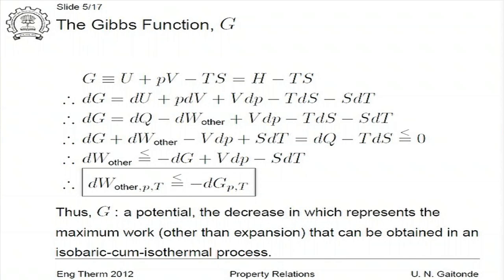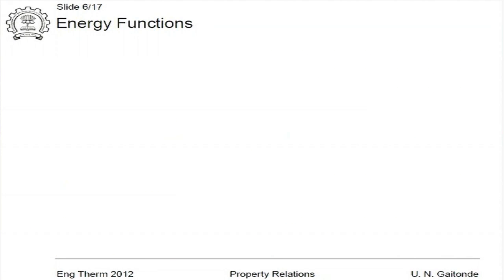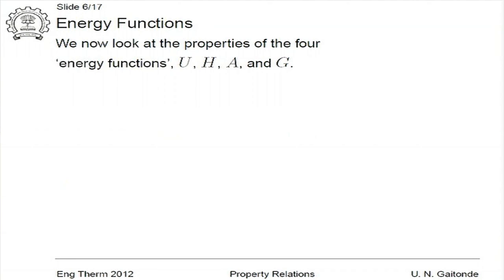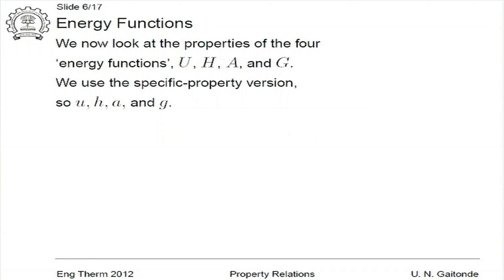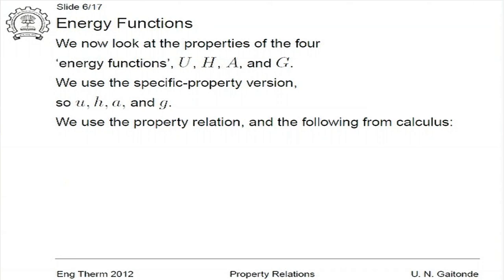Now, this was the introduction to the four functions U, H, A and G. Now, we look at the properties of these four energy functions and we will use the specific property version. Everything will be considered per unit mass of the system. And we will use the property relation.